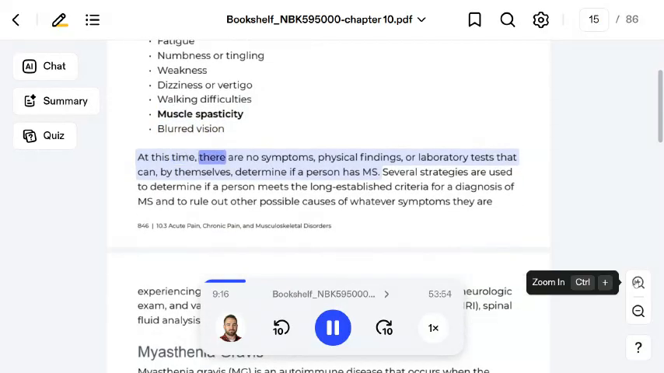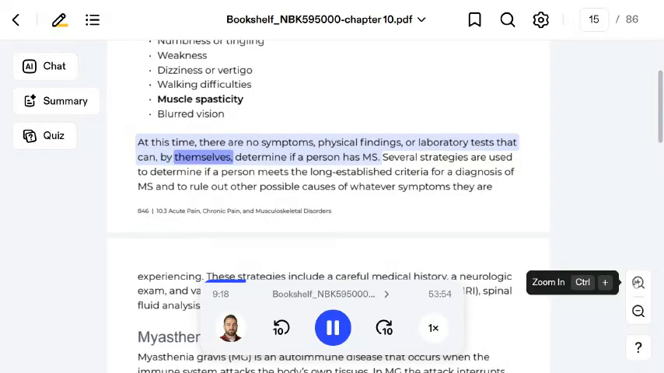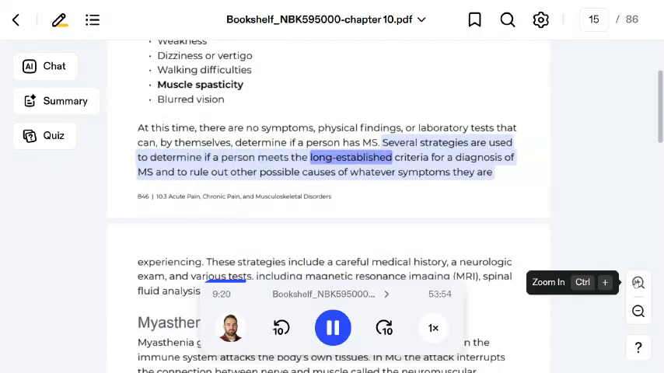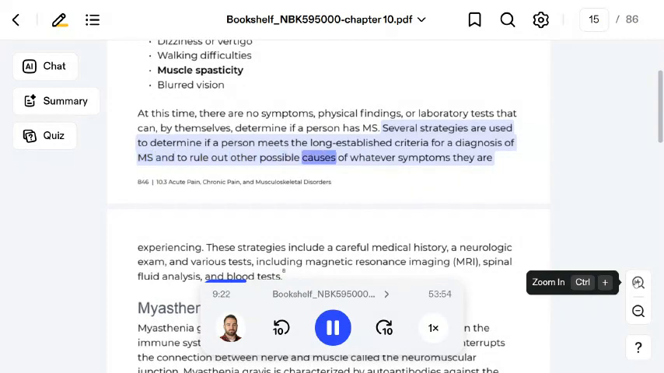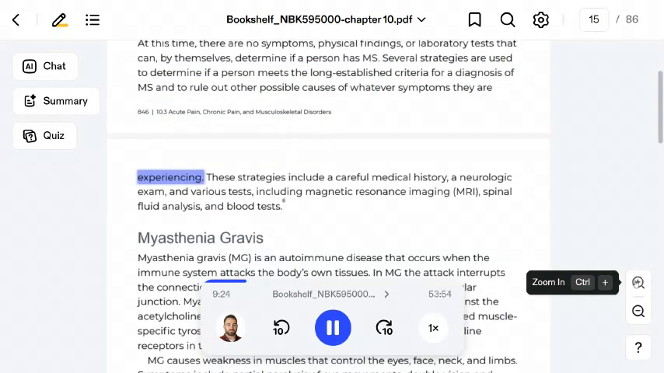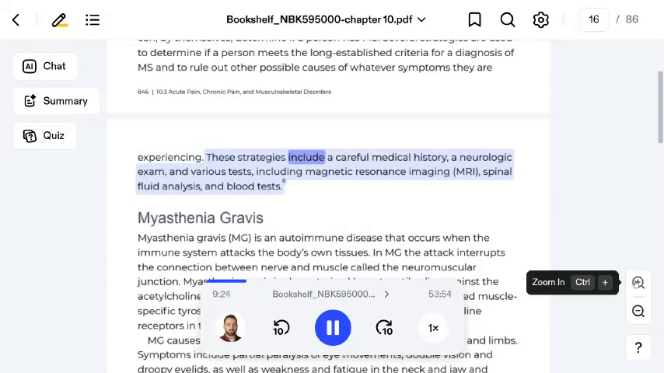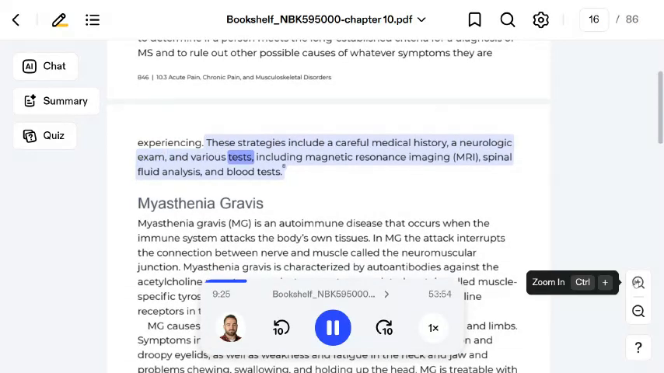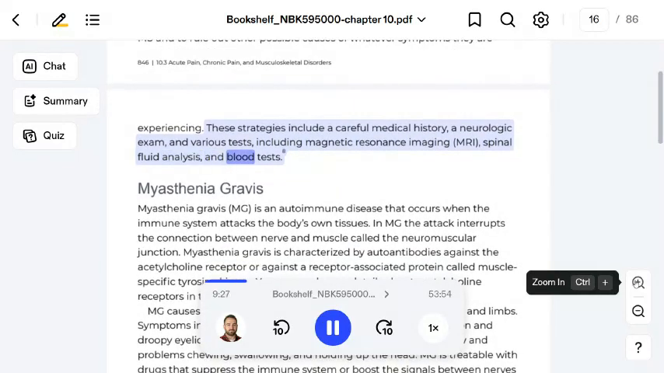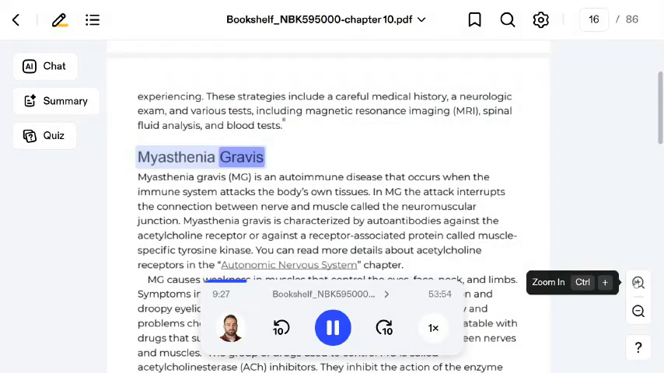At this time, there are no symptoms, physical findings, or laboratory tests that can, by themselves, determine if a person has MS. Several strategies are used to determine if a person meets the long-established criteria for a diagnosis of MS, and to rule out other possible causes of whatever symptoms they are experiencing. These strategies include a careful medical history, a neurologic exam, and various tests, including magnetic resonance imaging, spinal fluid analysis, and blood tests. Myasthenia gravis.